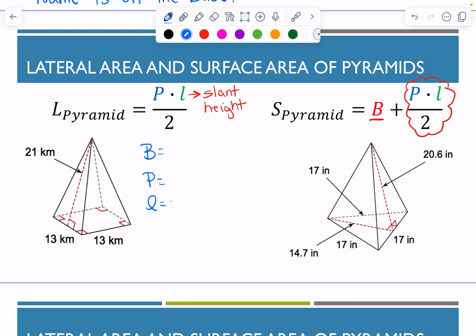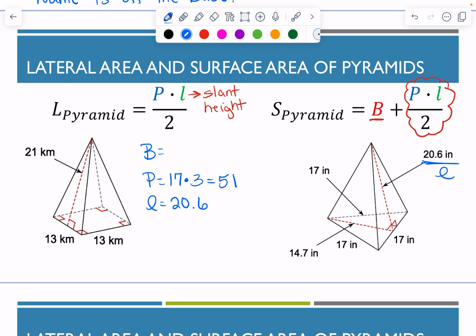Well, we know the slant height's real easy. It's marked 20.6. That's my slant height. So now the perimeter here is, it's an equilateral triangle. So I'm going to go 17, and I could go 17 plus 17 plus 17, or I could just take 17 times 3, and that's going to get me 51.